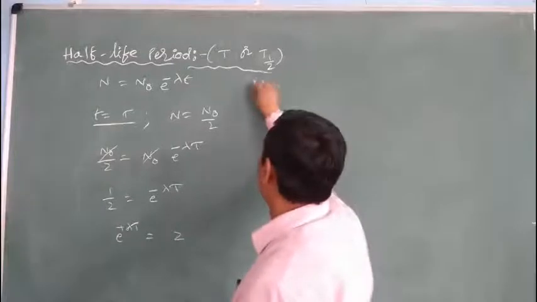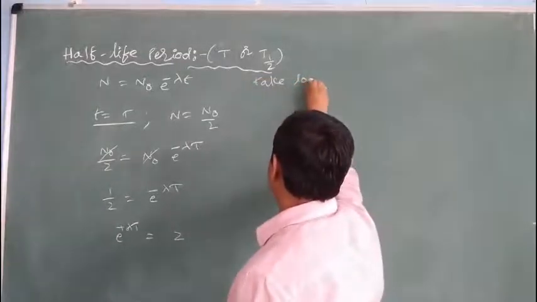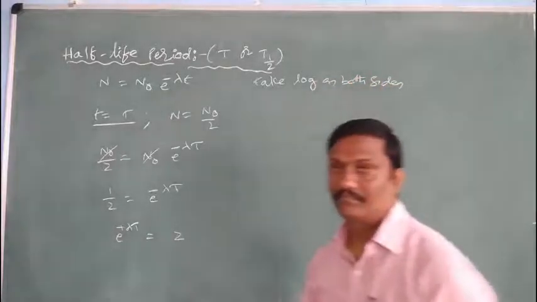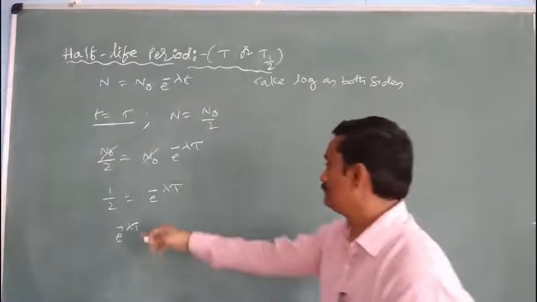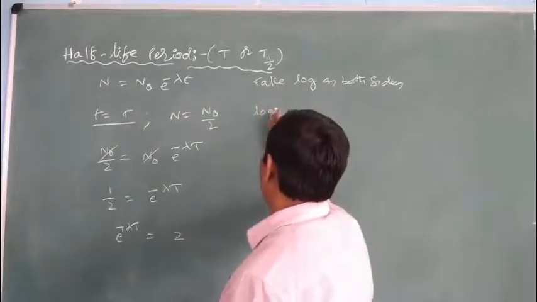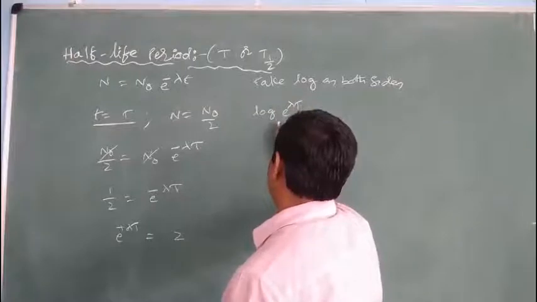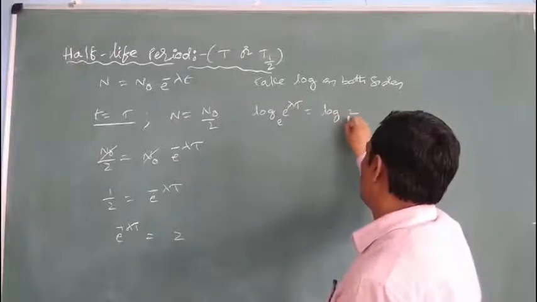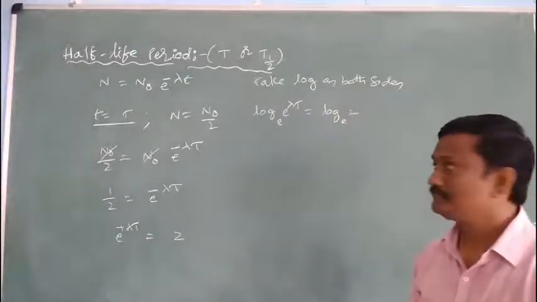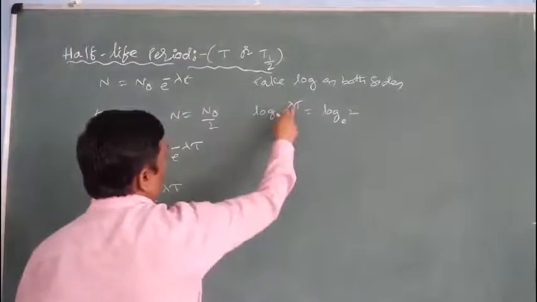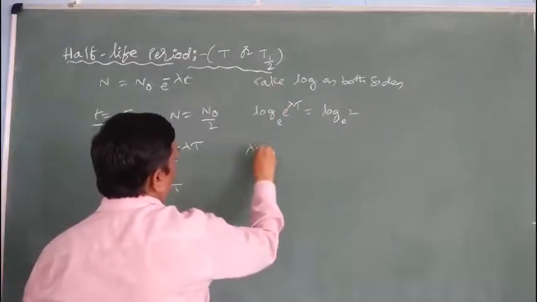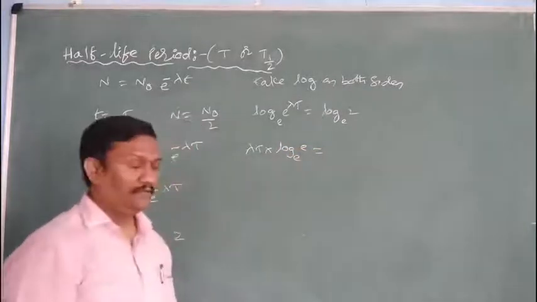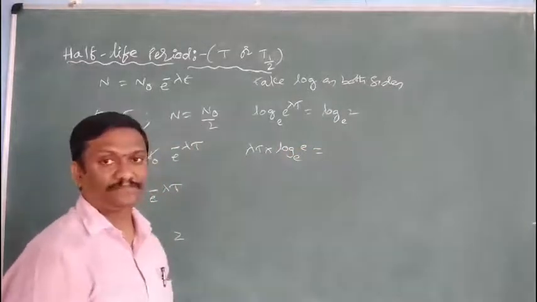Now take log on both sides. Left side: log of e power lambda T, base e. Right side: log 2 base e. Here the power value comes to the front side. So lambda T into log e base e is equal to, on the right side, log 2 base e.